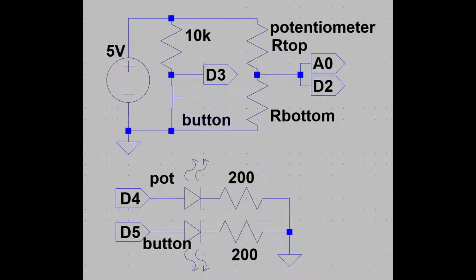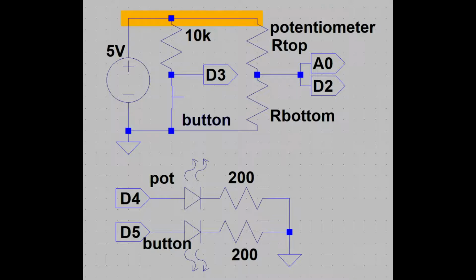Digital signals. In this circuit, we're going to compare the behavior of a push button and a potentiometer. Both devices are going to be hooked up to analog inputs and digital inputs, and the Arduino Uno is going to visualize those as digital highs and lows using LEDs.